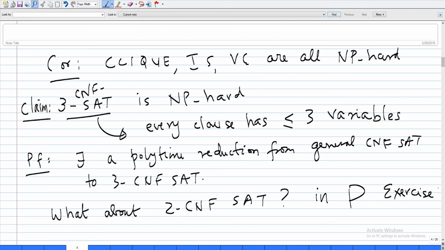Okay, so let's move on from graph. So we have seen some concrete reductions from SAT to graph problems.